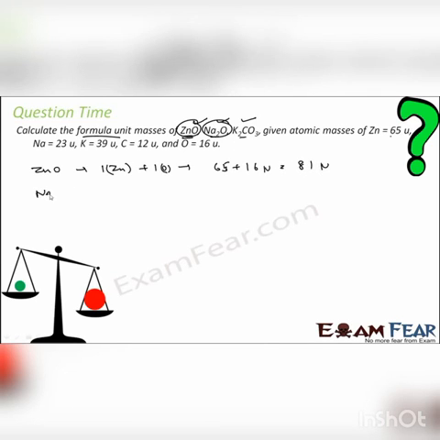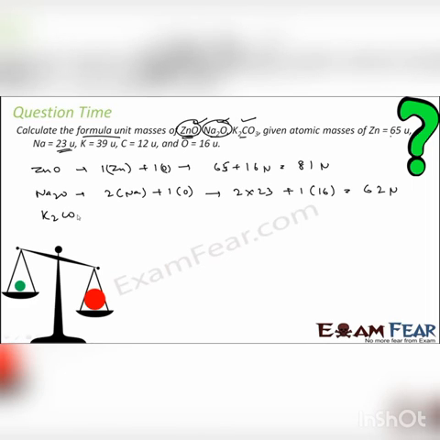Let's take second, Na2O, 2 sodium, 1 oxygen. Sodium is how much? 23. So 2 into 23 because there are 2 sodium units plus 1 into oxygen. Oxygen is 16 units. So you solve this, 46 plus 16, 62 units.